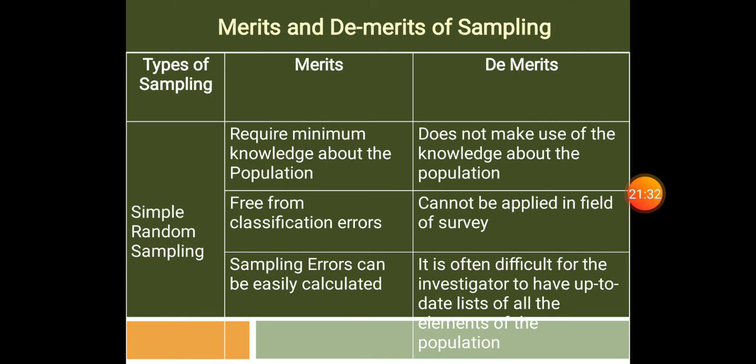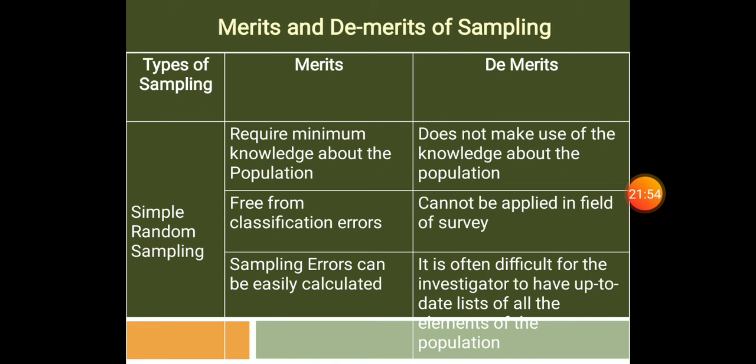Then what are the demerits? This sampling error can easily be calculated in the case of simple random sampling. Demerits, what are the demerits here? It does not make use of knowledge about the population. We don't need anything about the population, we only need to know the names of the units present in the population. So that is a demerit in simple random sampling.